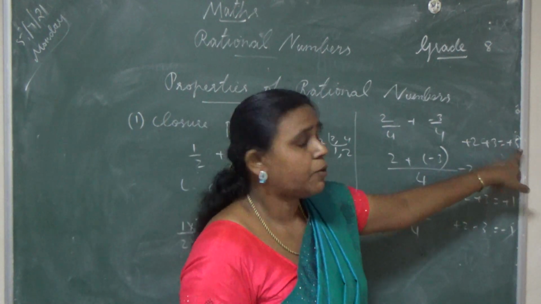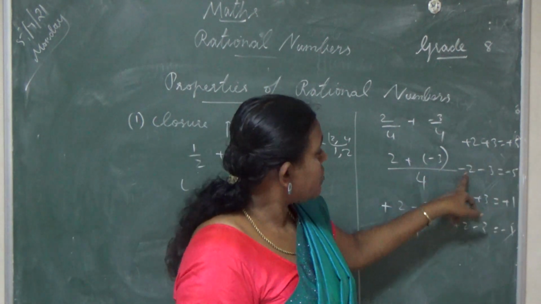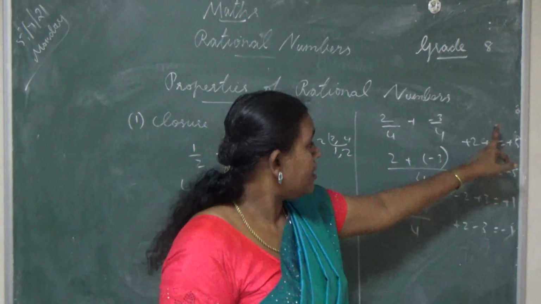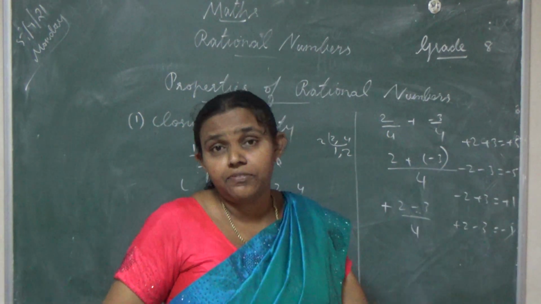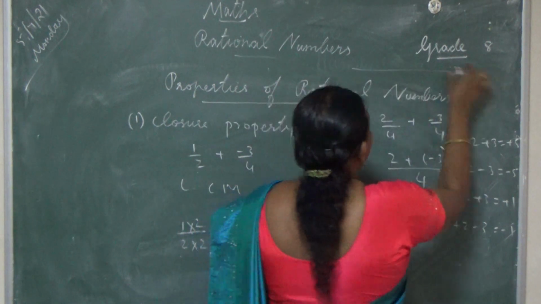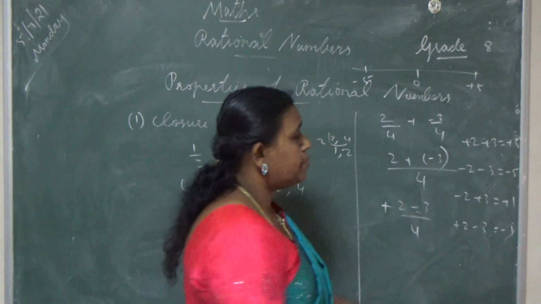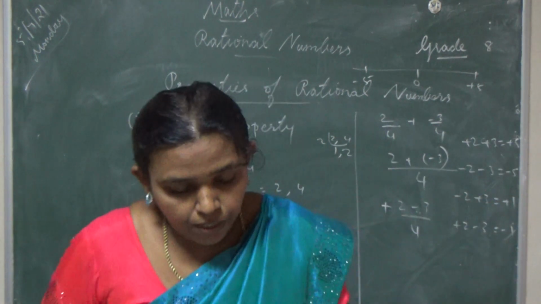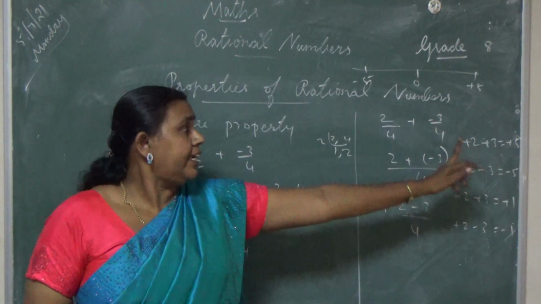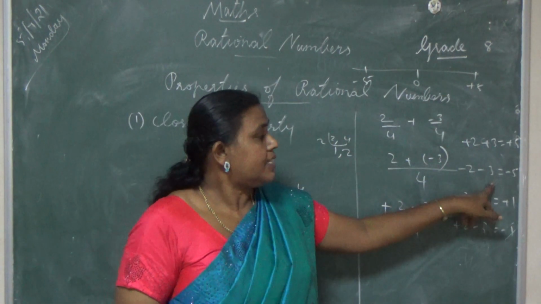What is plus 2 plus 3? What is the answer? Plus 5. Minus 2 minus 3, what is the answer? Minus 5. So there is a huge difference between plus 5 and minus 5. See, if you draw a number line, 0 will come here, plus 5 will come here, minus 5 will come here. So plus 5 and minus 5 are not equal. So minus 2 minus 3 means minus 5.